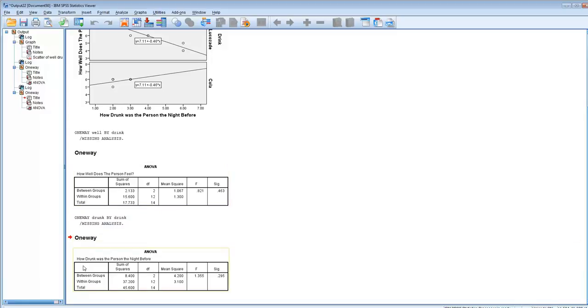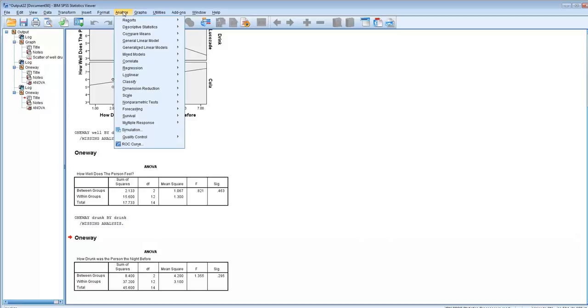If there had been an effect of this, in other words, if the drink a person drank to recover and how drunk a person was the night before had an effect, it would be very hard to answer our research question, which is how well does a person feel after consuming a recovery drink. So let's go ahead and conduct the general linear model, or the ANCOVA.